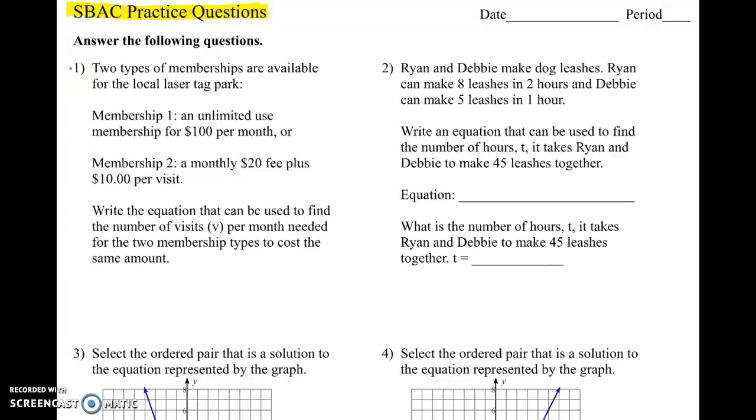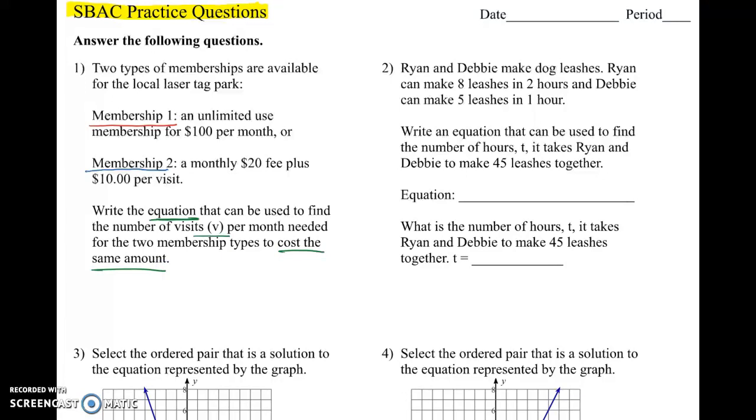It says 2 types of memberships are available for a local laser tag park. Membership 1 is an unlimited use membership for $100 per month. Membership 2 is a monthly fee of $20 plus $10 per visit. Now the question says, write an equation that can be used to find the number of visits V per month needed for the 2 memberships to cost exactly the same.